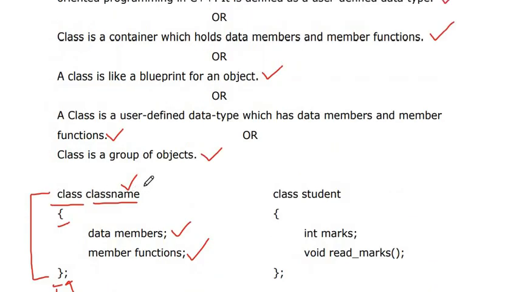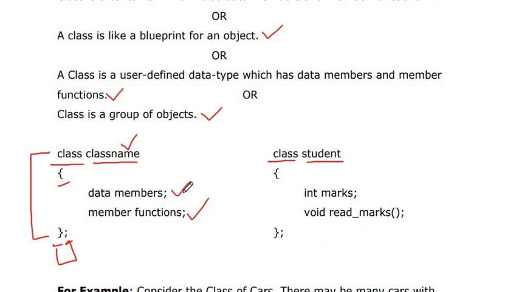Here the class name is considered as a user defined data type. Now let us see example. Keyword class is followed by student. So in the place of the class name we have written student. Data members, in the place of the data members here we have written int marks. Data members means variable declarations. Next, member functions means simply functions. Here we have written one function, that is return type is void. Name of the function is read underscore marks, followed by parenthesis, then terminating semicolon. This is the declaration of the member function. Next we have written closed bracket. Closed bracket is followed by terminating semicolon.